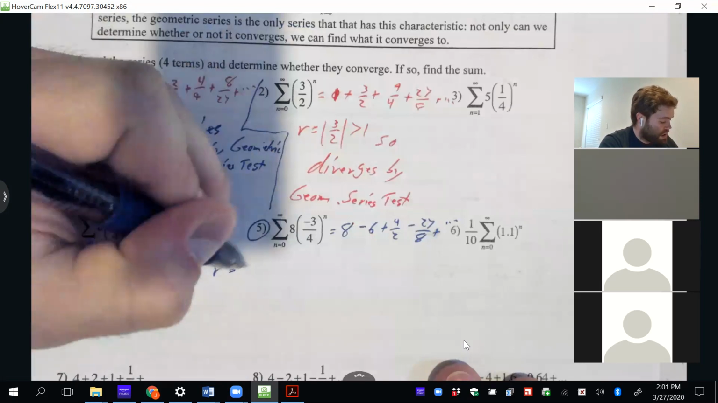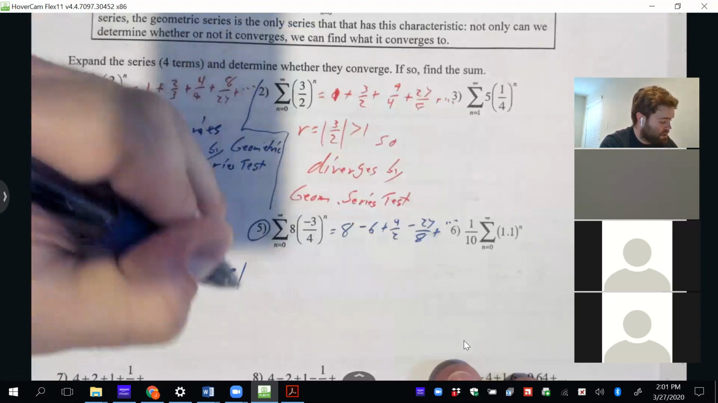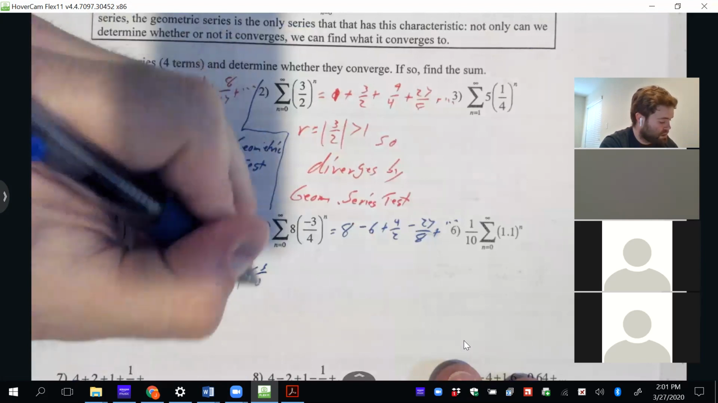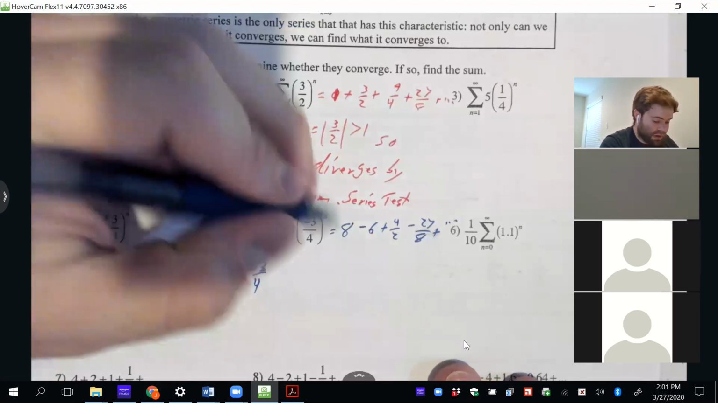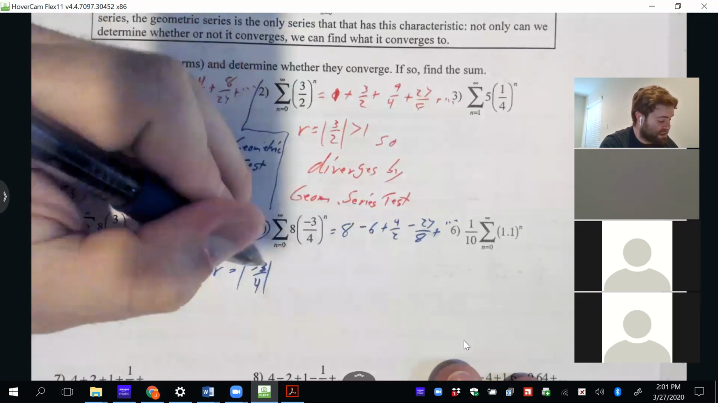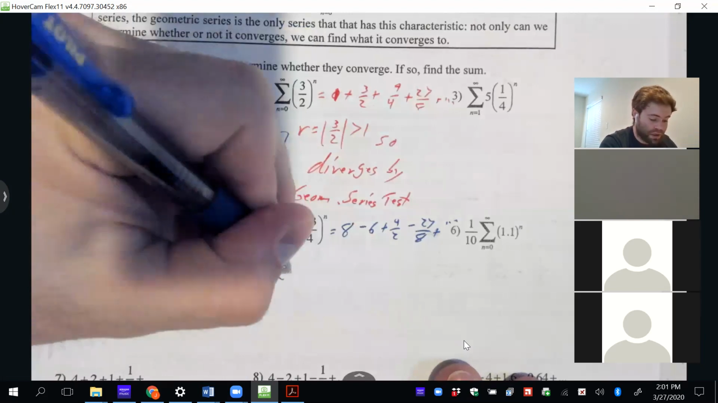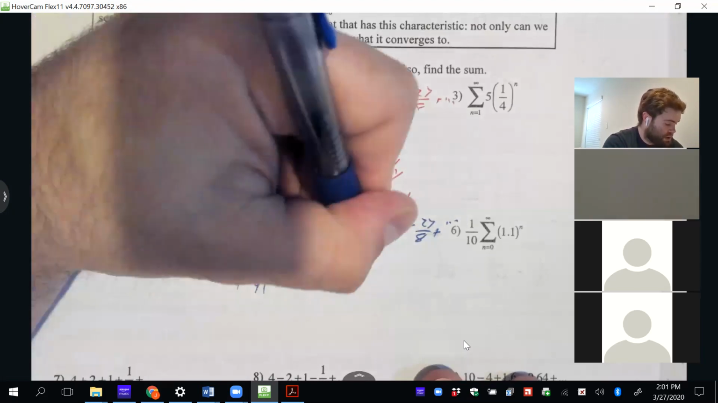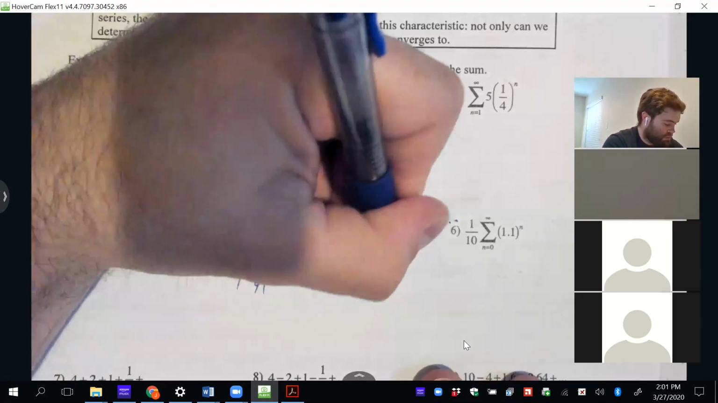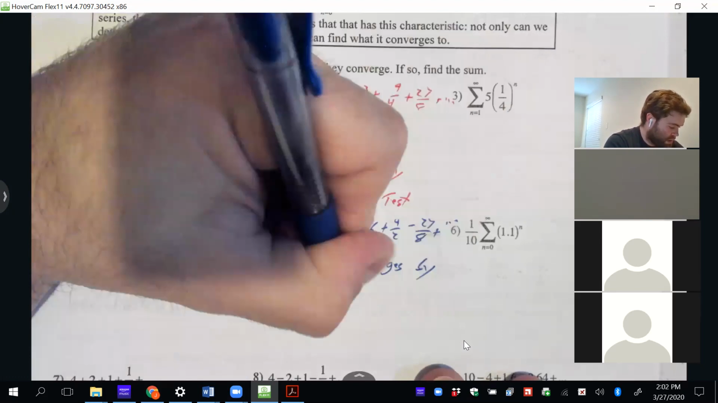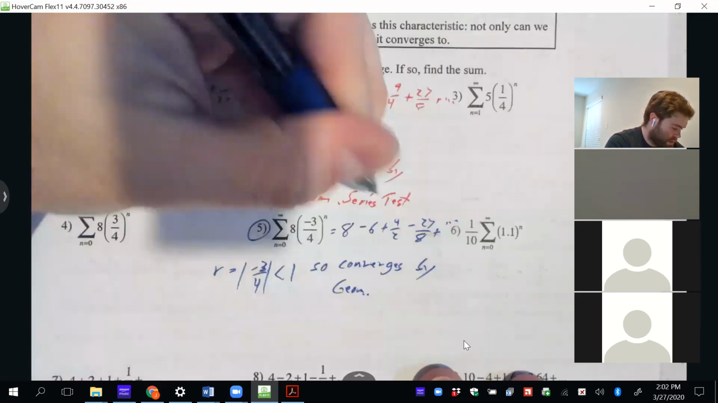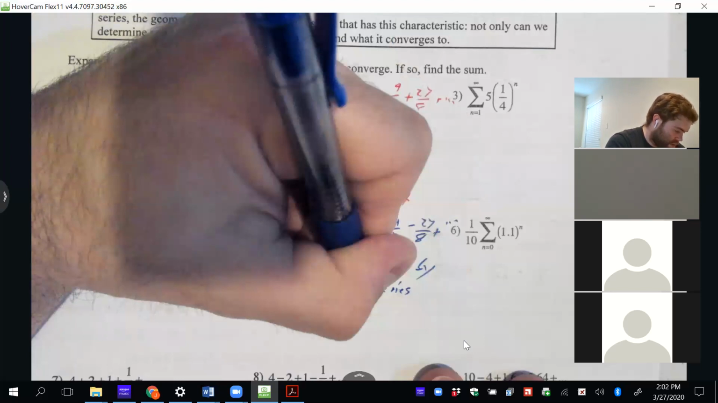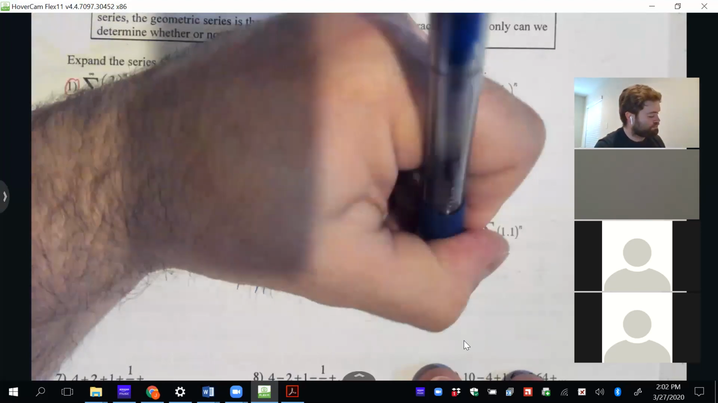So the absolute value of r equals -3/4, and the absolute value of it is less than 1, meaning it converges. So it converges by geometric series test.